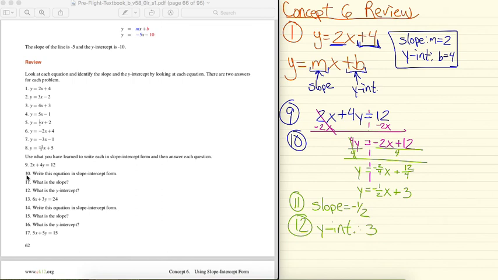All right, if there are more review problems that you would like me to go through, just let me know, but hopefully this is enough to address some questions you might be having with Concept 6.